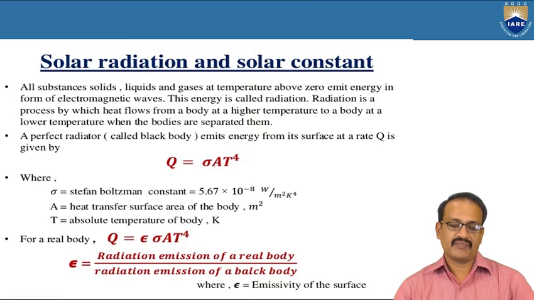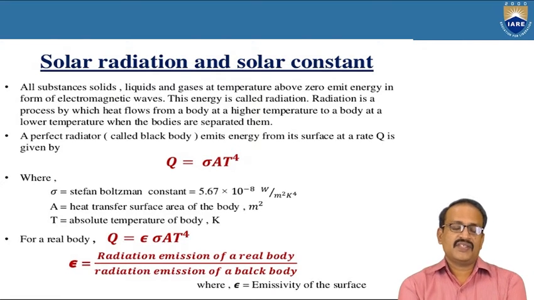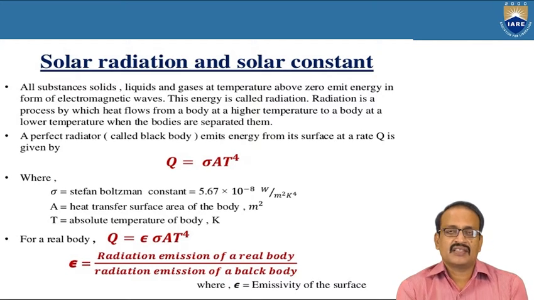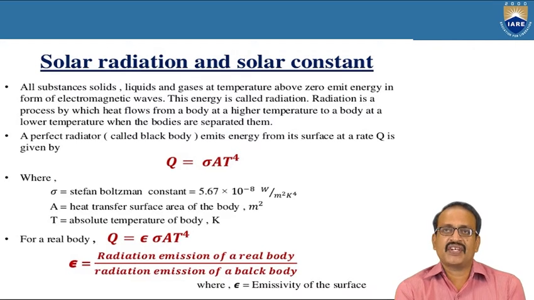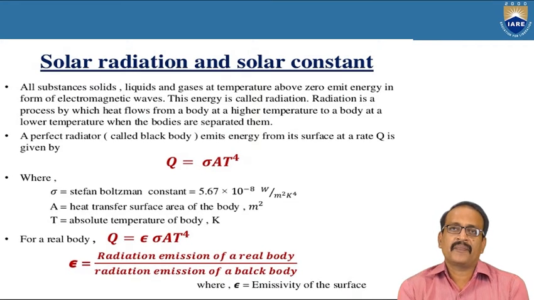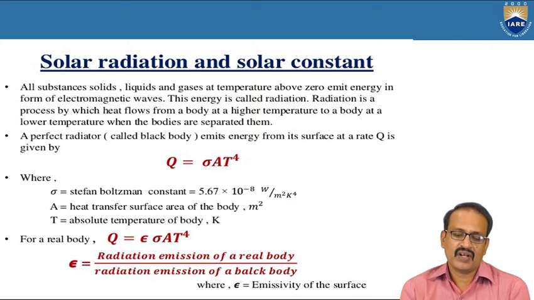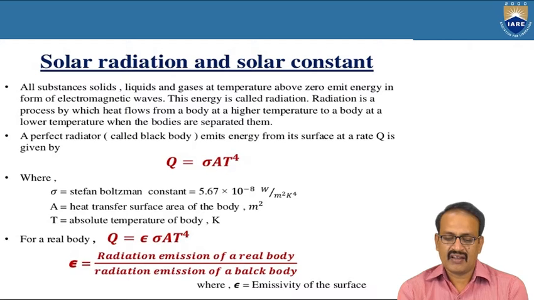And solar radiation. All substances actually release energy in the form of electromagnetic waves. That's why it is called radiation. A perfect black body emits energy from its surface at a rate q. So q is equal to sigma A T to the power 4, where sigma is the Stefan-Boltzmann constant, 5.67 times 10 to the power minus 8 W per meter square K4, A is the area in meter square, and T is the absolute temperature.